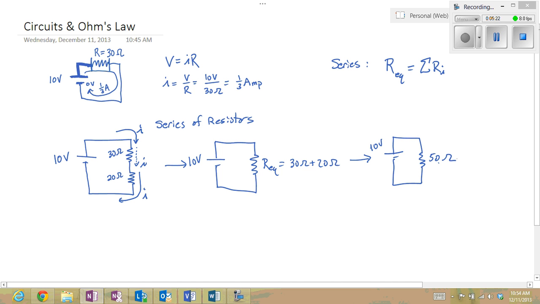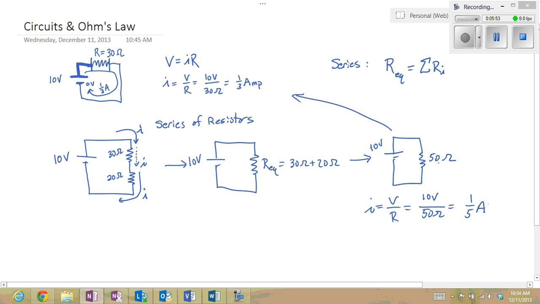And you'll notice that we've now reduced our slightly more complicated circuit into a circuit that looks exactly like our simplest possible circuit. We can now solve this. I now know that current is equal to voltage divided by resistance, using the same logic as we did above. So 10 volts over 50 ohms, or 1/5 of an amp.